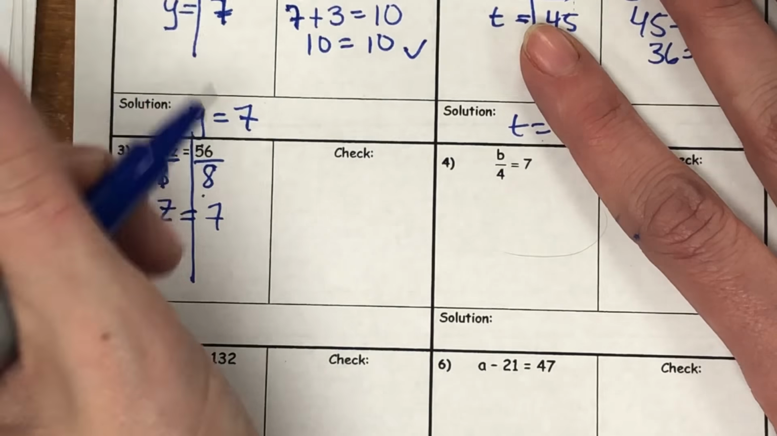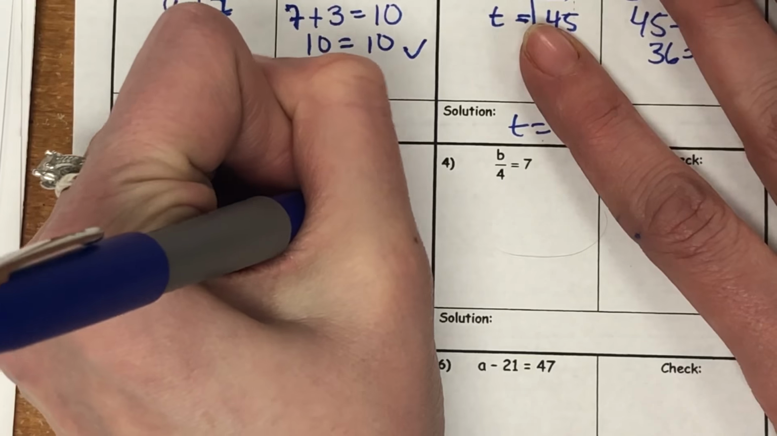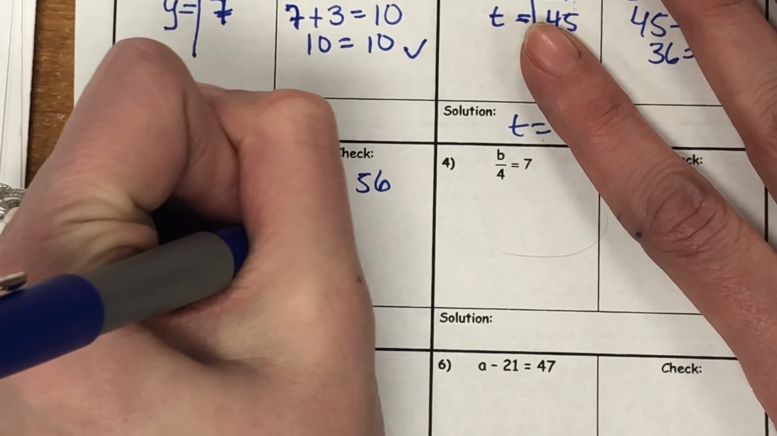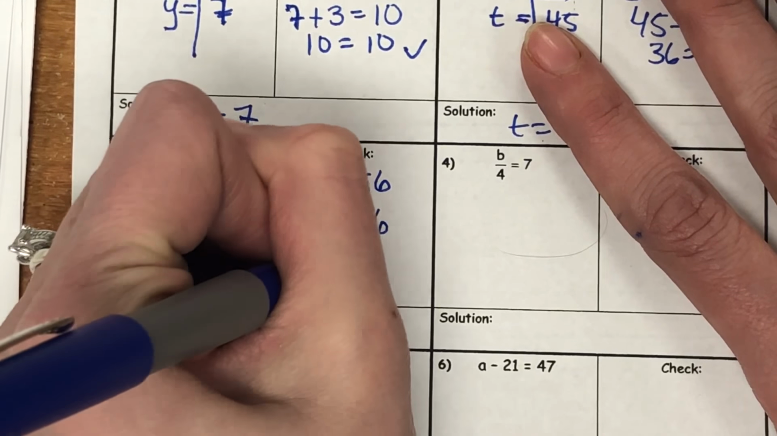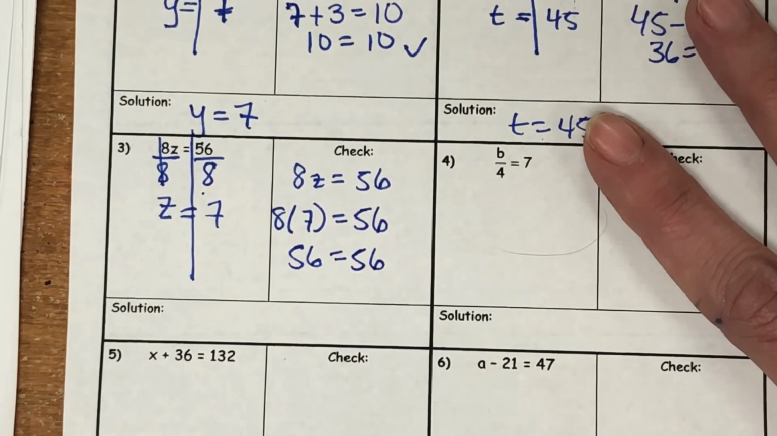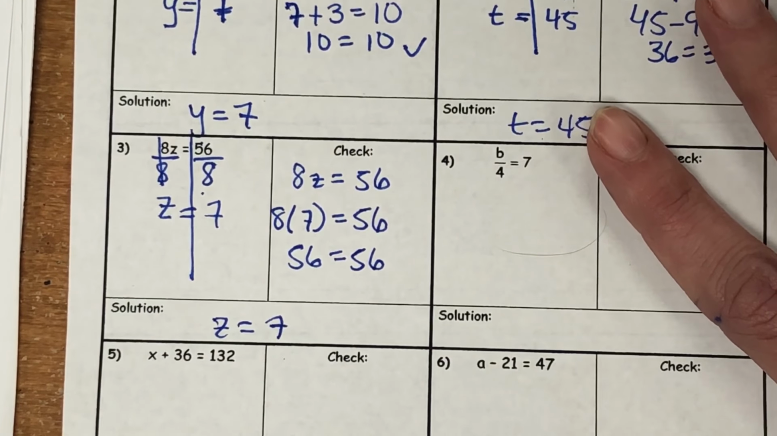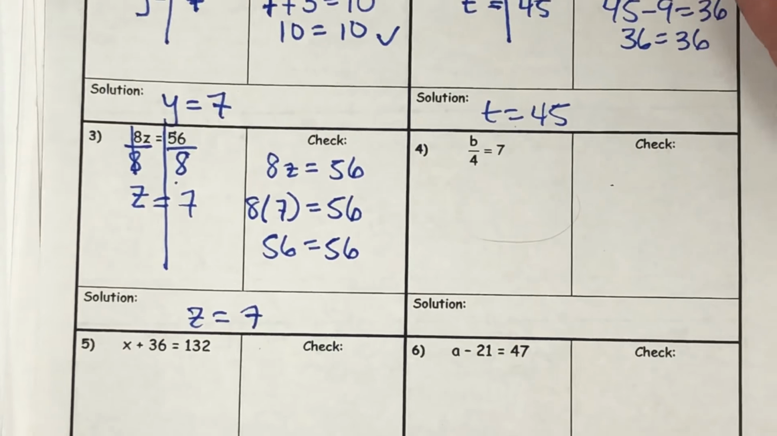Then I can check it. Here's my equation. If I plug in or substitute 7 for z, I get 56 equals 56 on both sides. The solution is 7. Okay, one more, and this is the division one.